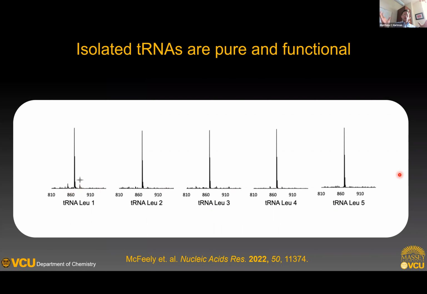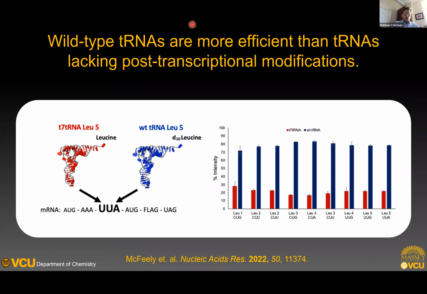So using this technology, we can now capture individual wild type fully modified tRNAs from E. coli total tRNA and compare them to their in vitro transcribed counterparts. So here's what we're doing. We take these wild type tRNAs and we decided to compete them against the T7 tRNAs. So we created these competition assays just to see which was better and more efficient at reading a given codon.